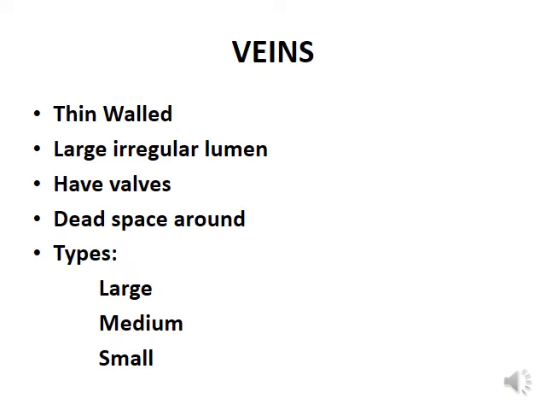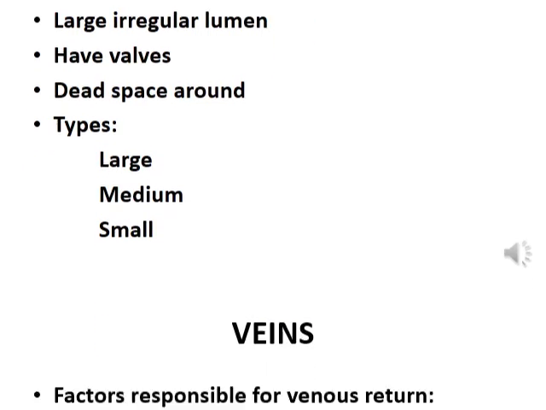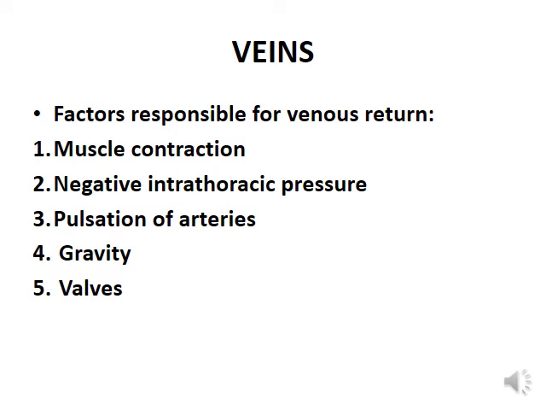And the veins are thin-walled, they have a larger lumen as compared to the arteries. And they've got valves, we talked about that one. And we've got large veins, small veins, and medium veins. Because pressure in the veins is going to be low, due to the fact that they are going to be affected by gravity, and blood has to go against gravity, etc.